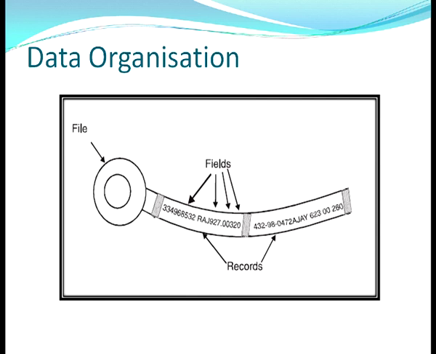If I take my example back, my student file will have records of say 30 or 40 students of my class. Each record will have multiple fields. Say for example, roll number is one field, name is one field, marks is one field. And each field will have a data item. Say for example, roll number will be a number 1, 2, 3, 4.